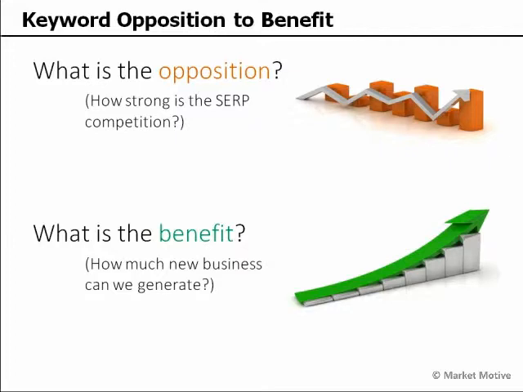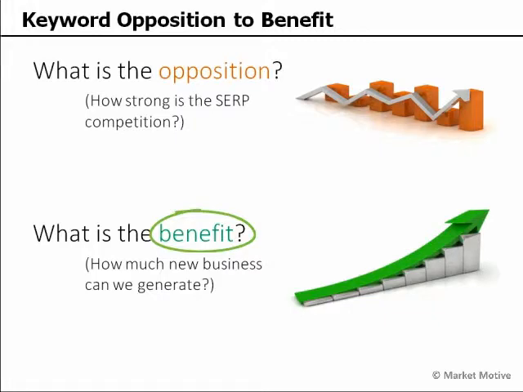And I call this keyword opposition to benefit analysis. It's essentially a cost to benefit analysis for what it'll take to rank for an individual keyword. The opposition is how strong the search engine result position competition is. What are the other competitors like? What's their domain authority? What's their link authority? How much content do they have? How many pages are indexed? This type of thing. And then what is the benefit?